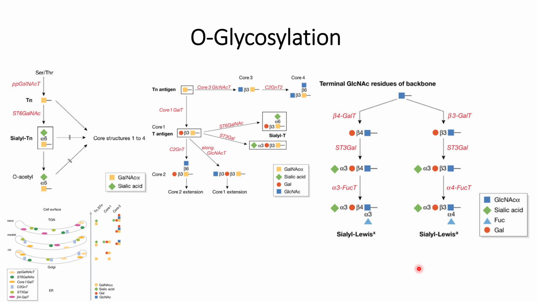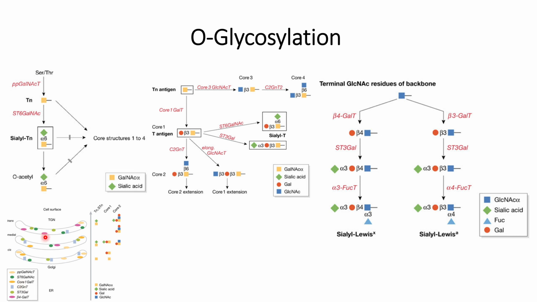GalNAc is the monosaccharide that I have mentioned, and these are the enzymes that are present in the Golgi. In the cis-Golgi it is mainly core 1 GalT1 and PP galNAc-T, and some ST6 galNAc and ST3 Gal1 also. And in the medial Golgi, the enzymes that are mainly present are ST3 Gal1, B4 GalT and ST6 galNAc, and also to some extent core 1 GalT and PP galNAc-T.